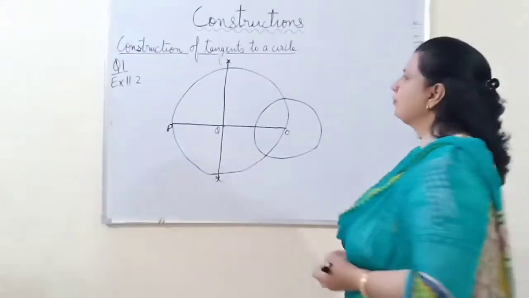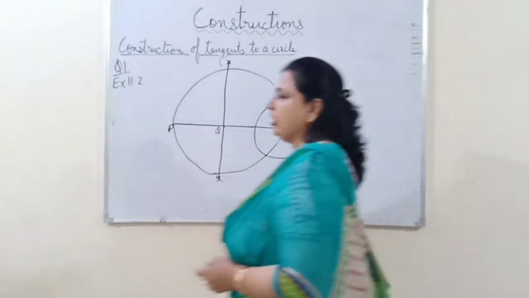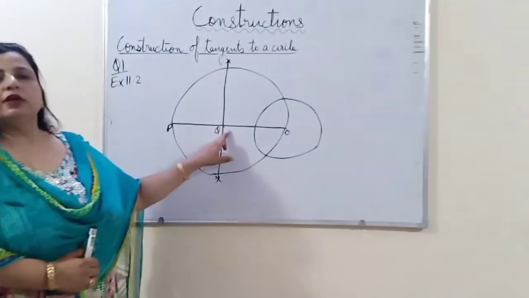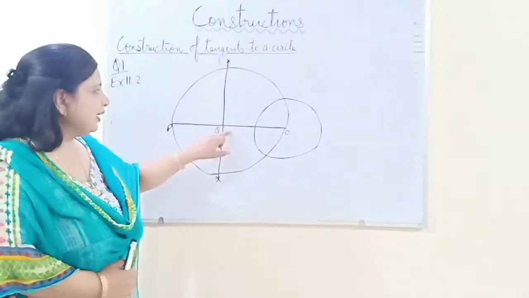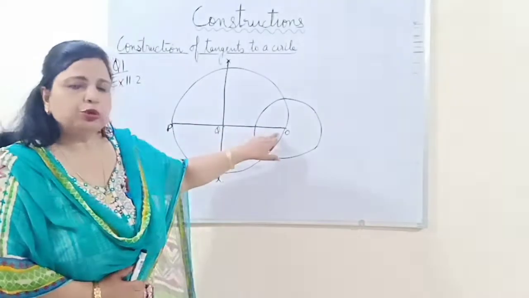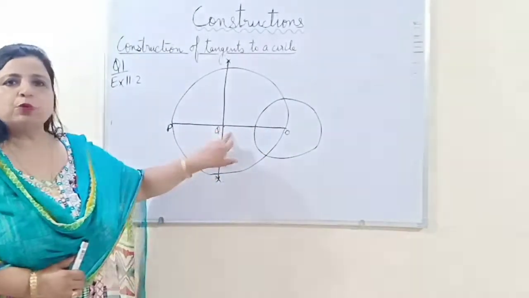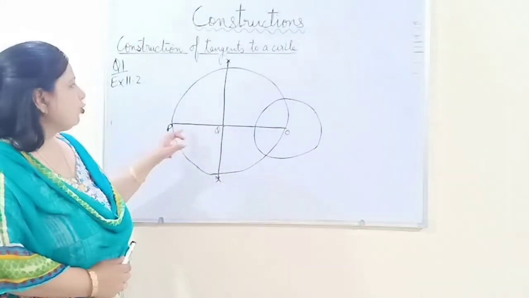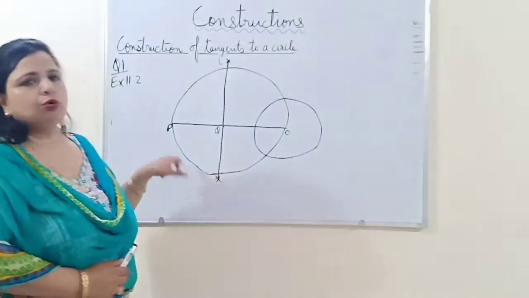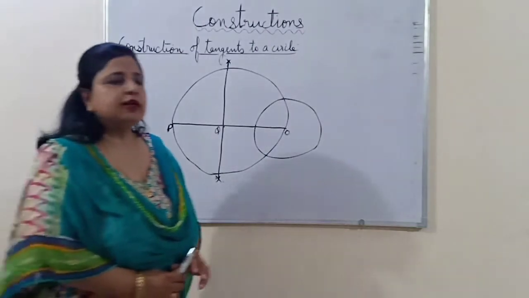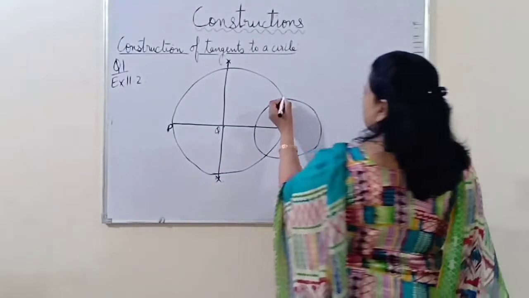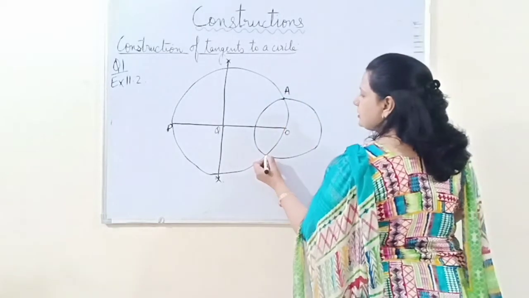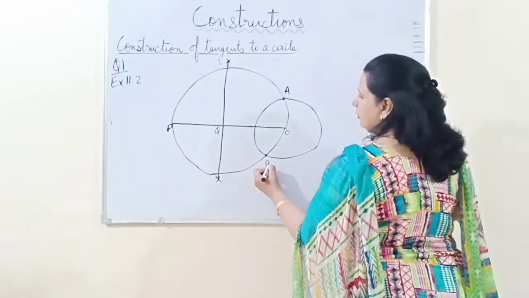This way. What we have done, with Q as center and taking radius either PQ or OQ, it's the same thing because Q is the midpoint of OP. Draw a circle passing through O and P. Now let this circle intersect the previous circle at points A and B.